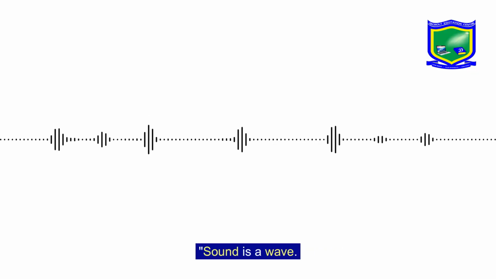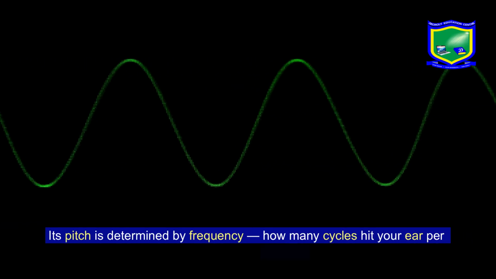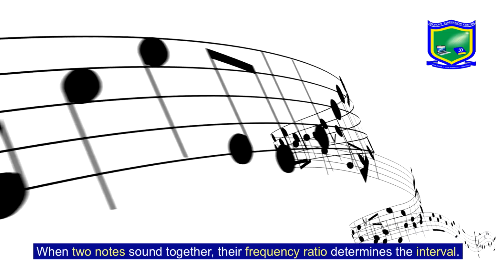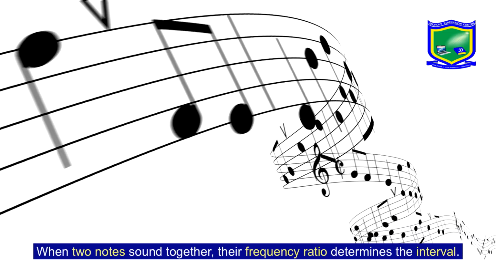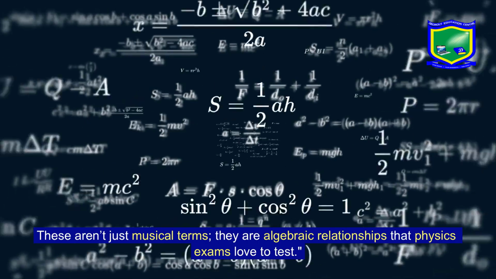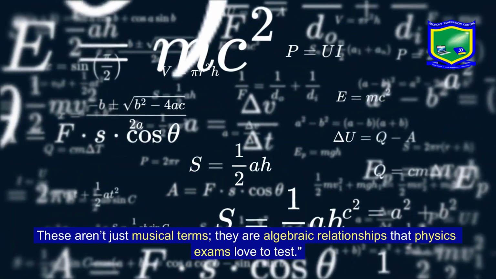Sound is a wave. Its pitch is determined by frequency. How many cycles hit your ear per second? When two notes sound together, their frequency ratio determines the interval. An octave is 2:1, a perfect fifth is 3:2, and a major third is 5:4. These aren't just musical terms, they are algebraic relationships that physics exams love to test.